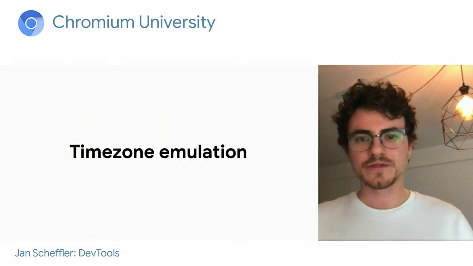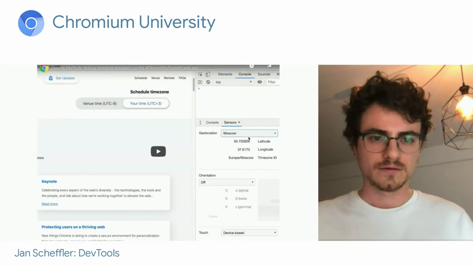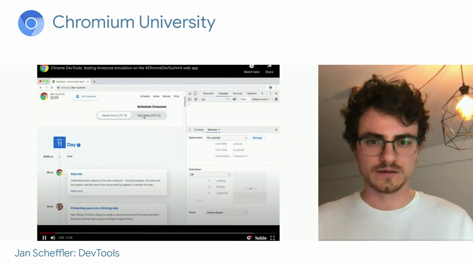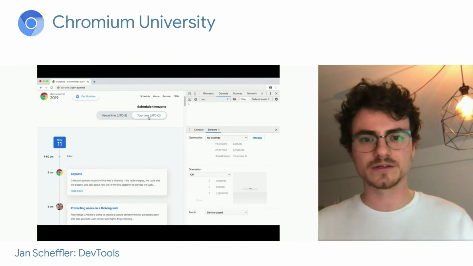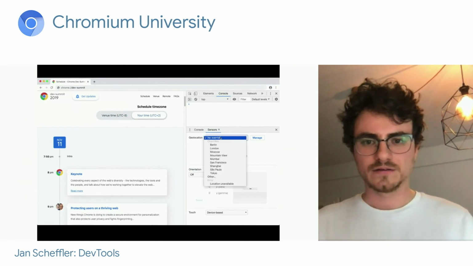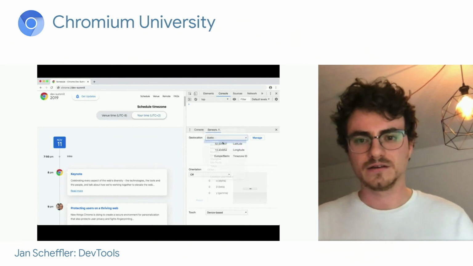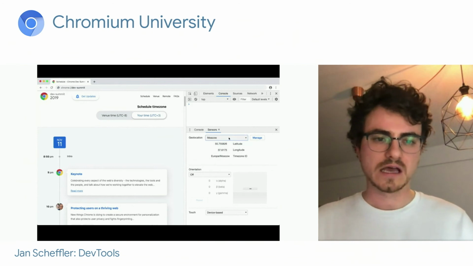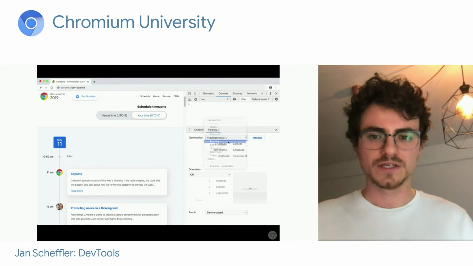To stay with the emulation theme, let's start with the time zone emulation. As you can see, the website presents time either in UTC or in your local time zone. And now you can select different cities or add your own, and the time zones change accordingly, and also the local time that you can see in the website.